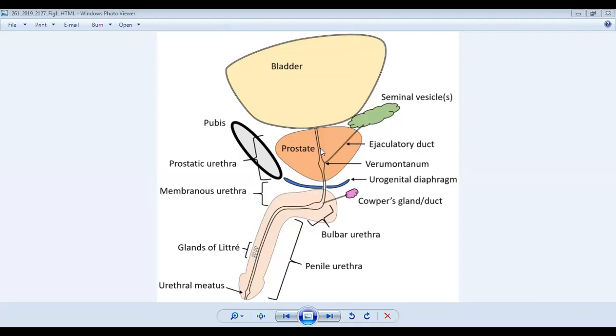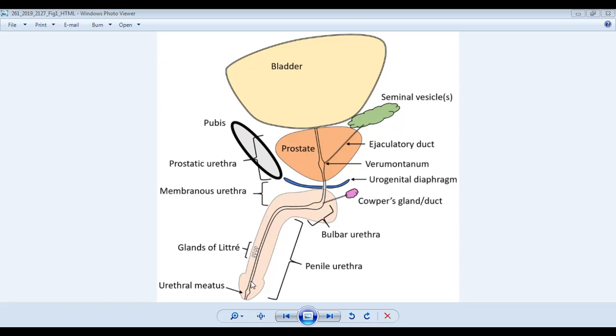First, it passes through the prostate. This part is called the prostatic urethra, in which the ejaculatory duct opens on the posterior side. After leaving the prostate, the urethra passes through the pelvic diaphragm or levator ani muscles, and this part is called the membranous urethra. After this, it passes through the root of the corpus spongiosum, which is called the bulb, and this part is called the bulbar urethra.